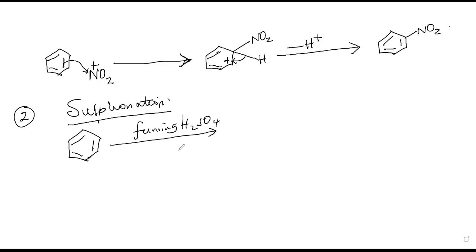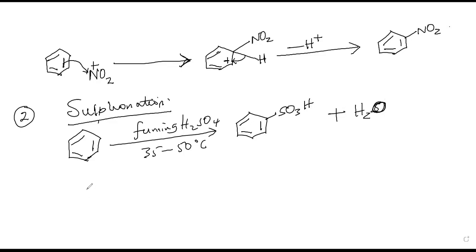You can use fuming sulfuric acid at a temperature of 35 to 50 degrees Celsius. And this will give you benzene sulfonic acid, and water. You get benzene sulfonic acid and water. What does it mean? It means that the sulfonic group, this group, is the one that we shall use during the reaction, okay?